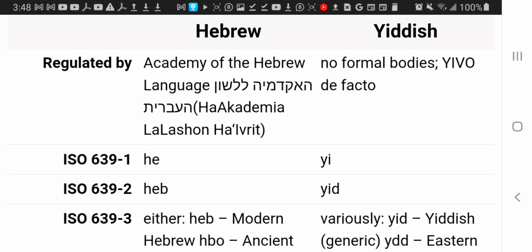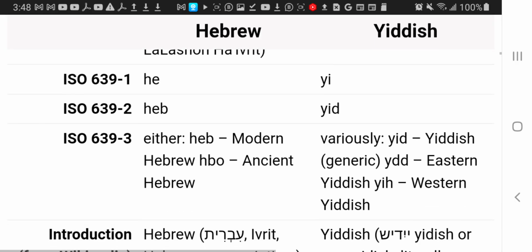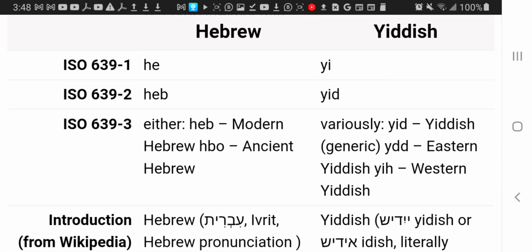The Academy of the Hebrew Language, Ha-Academia Lashon Ha-Ivrit. So it's called Ha-Academia, Lashon, right? Lashon of the language, Ha-Ivrit, of Hebrew. Now for Yiddish, there are no formal bodies, right? There's the YIVO de facto, some of the organizations that maybe kind of regulate. Abbreviations: HE for Hebrew, Yiddish YI or HEB for Hebrew, and YID for Yiddish, right?